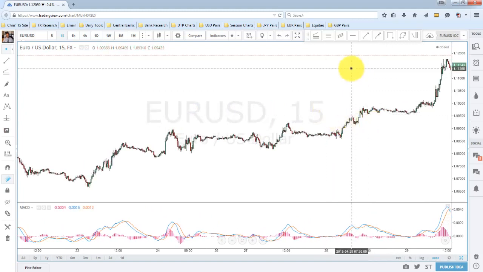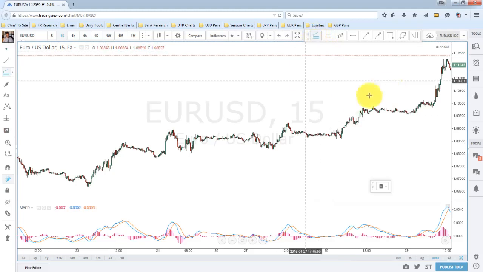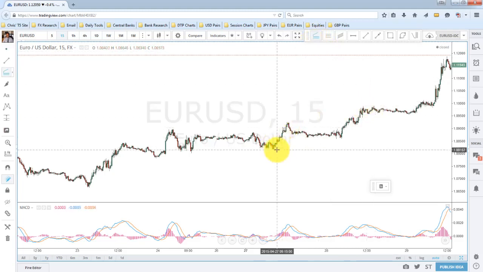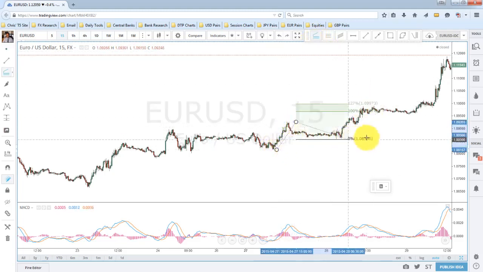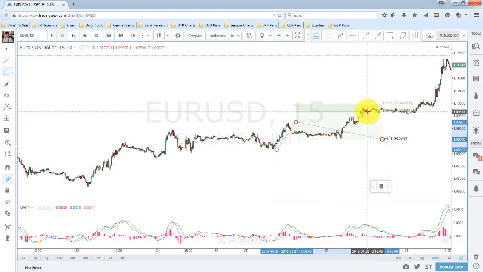But go and do this on your own. Take your Fibonacci expansion tool and just start to measure. Here's another swing. Here's a pullback. Where did we find some resistance here? Equal legs 127. Another consolidation, just like we saw over here, another consolidation. Another MACD neutralization pattern. Again, a continued move to the upside.